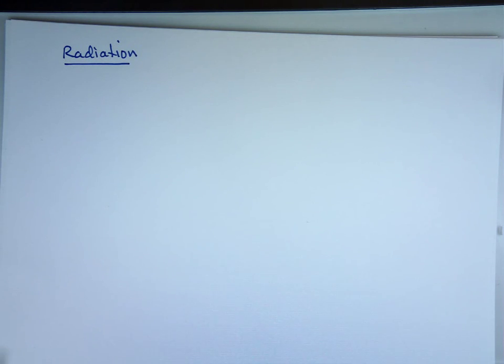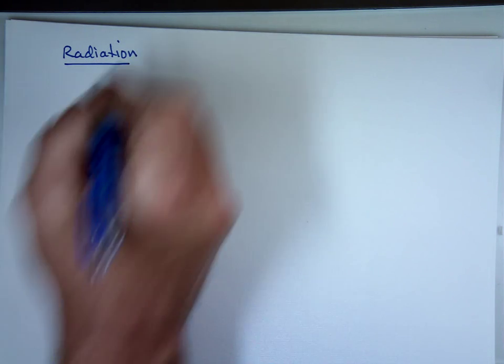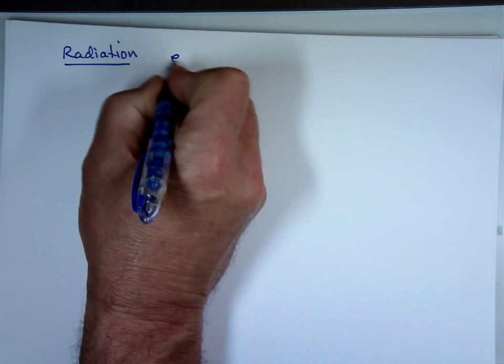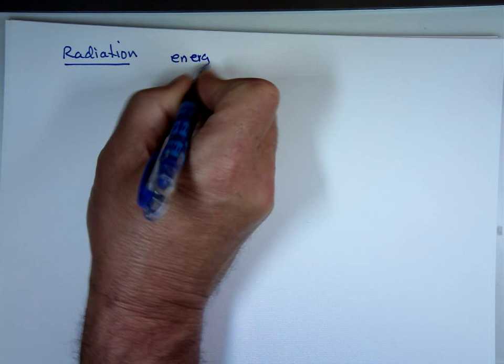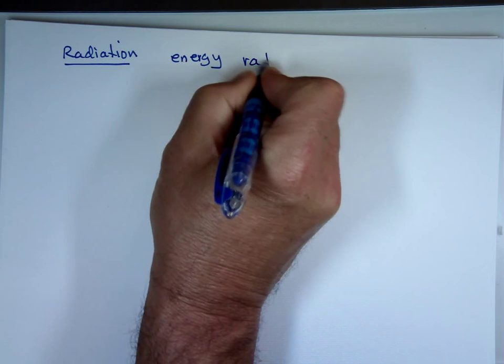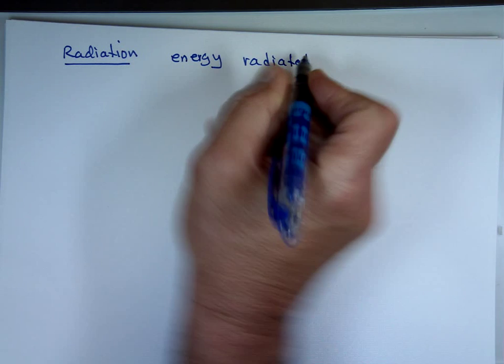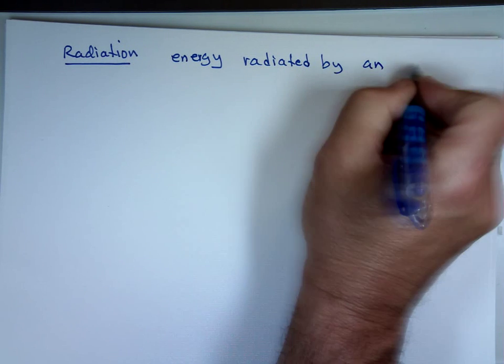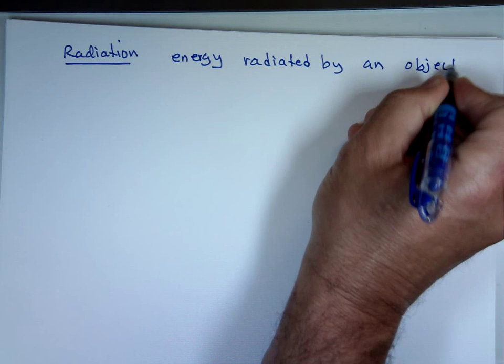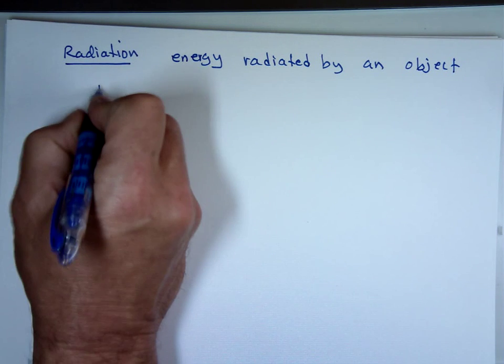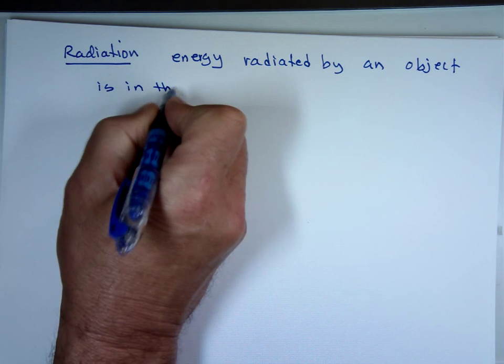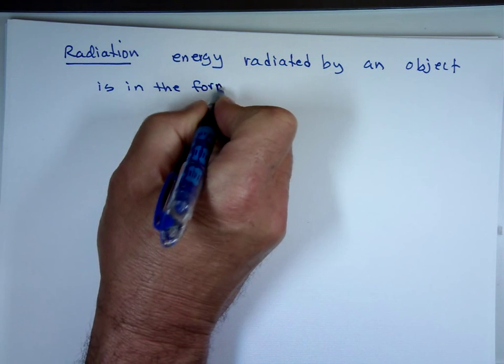It says the energy radiated by an object is in the form of electromagnetic waves. I don't have a picture of anything to show you. I wish I had it, but that's how you lose energy. Radiation, you lose energy, or energy radiated by an object is in the form of electromagnetic waves.